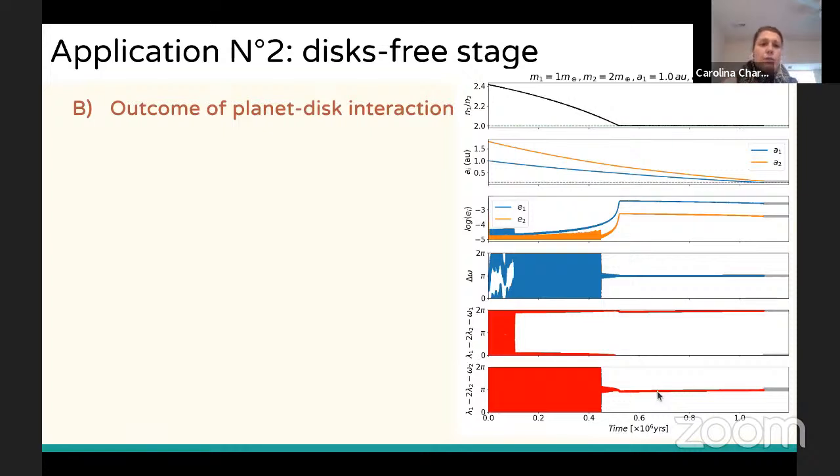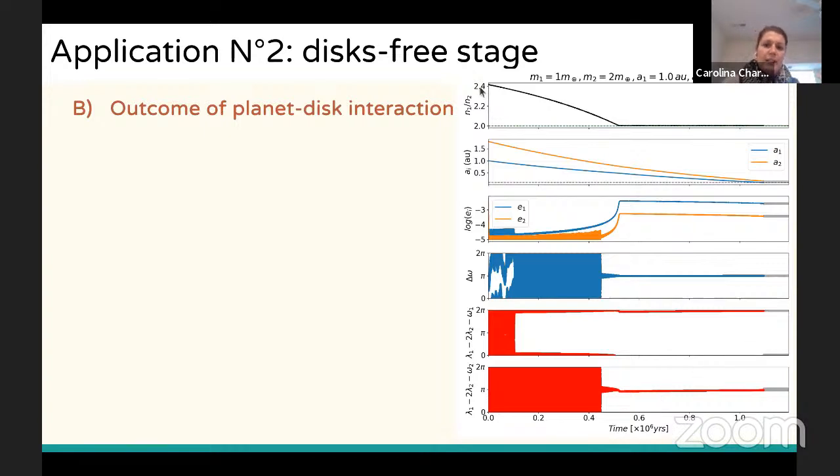And another way to study the outcome of the formation process is what happens after the planet-disk interaction phase. So as I said before, when we have planets in the disk, we know that the planets should migrate because of the presence of the disk. So what we can do is to make them migrate and see the final configuration and infer how was the migration when there was gas in the disk.